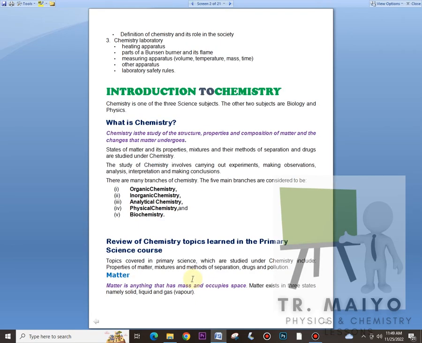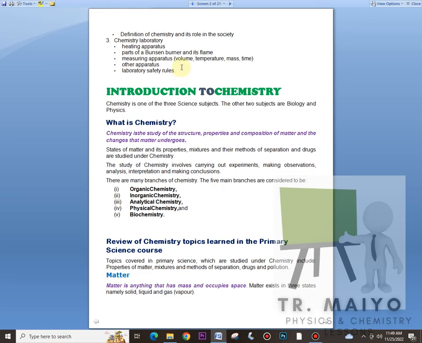Chemistry and the society. Definition of chemistry and its role in the society. We are going to check on that. Chemistry laboratory. We are going to check how chemistry laboratory is. I believe if you are learning this and you are already in Form 1, you must have gone to the lab, you have seen apparatus, you have seen all this that I'm talking about. But if you are here to join Form 1, then it means that you will see what I'm talking about.